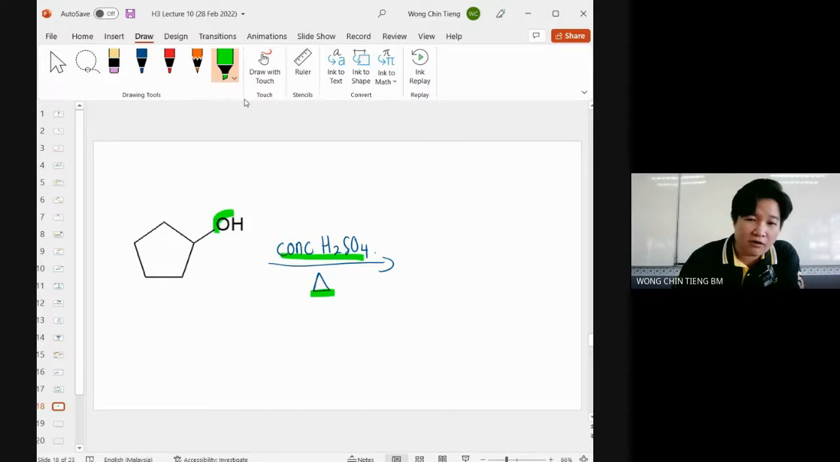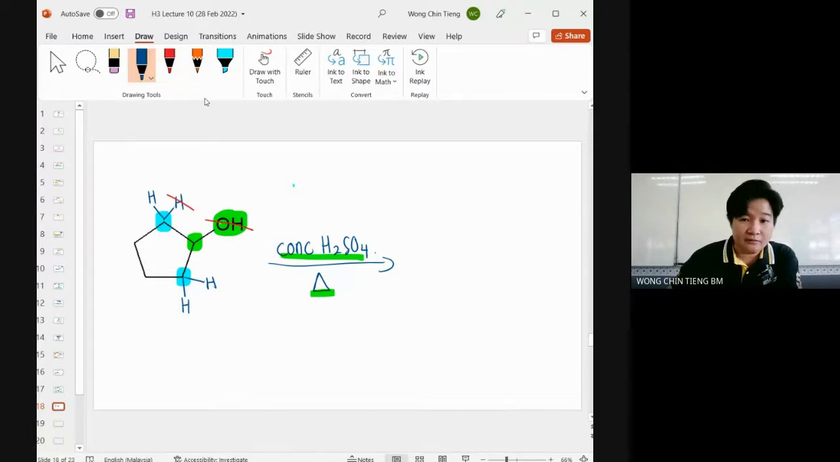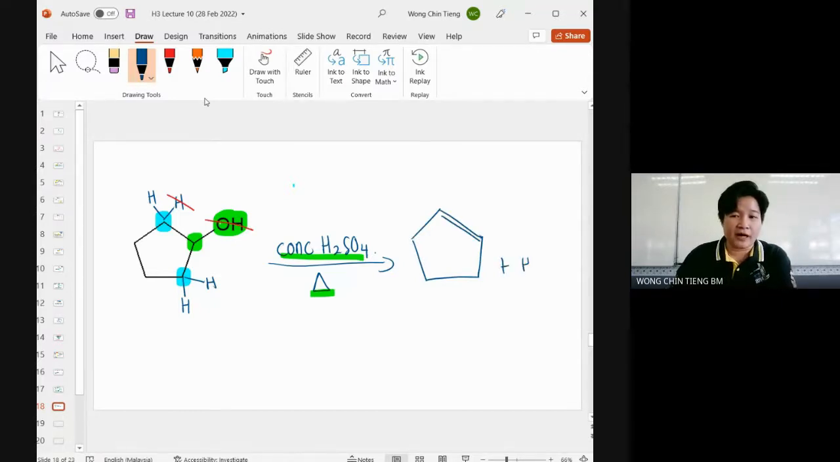Looking at the alcohol, we focus on the carbon that is holding the OH. That is not the first step. The second step is the adjacent carbon. Make sure the adjacent carbon is holding H, at least one H. Alright, it holds H, so OH akan dibuang, carbon dengan hidrogen sebelah. So, apa yang kamu akan dapat? Kamu akan dapat double bond duduk sini. Yang lain kekal. And your byproduct is H2O.